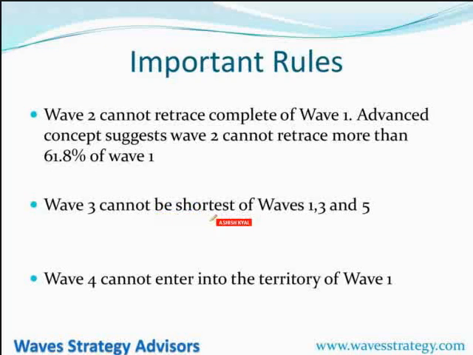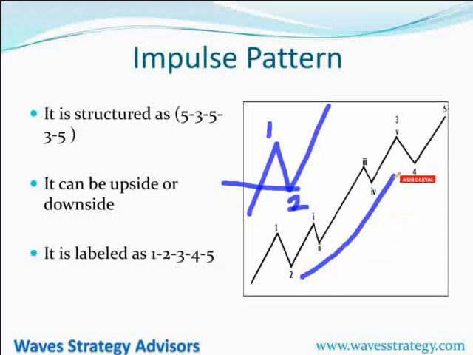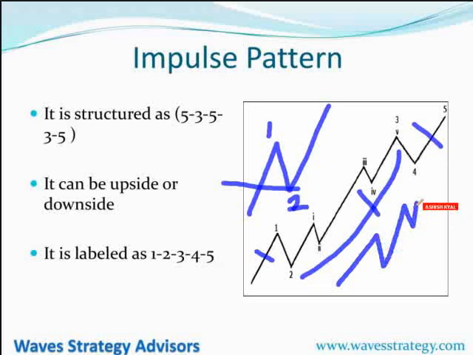Then the next rule says that wave 3 cannot be the shortest of waves 1, 3 and 5. This is a very, very important rule, which means that wave 3, this wave over here, cannot be the shortest of 1, 3 and 5. Wave 3 can be shorter than one of the waves. That is, wave 3 can be shorter than wave 1 but has to be bigger than wave 5. So this is possible where wave 3 is shorter than 1 but bigger than 5, or wave 3 can be bigger than 1 but shorter than 5. Or wave 3 is, as shown in the chart here, the biggest of all the waves.